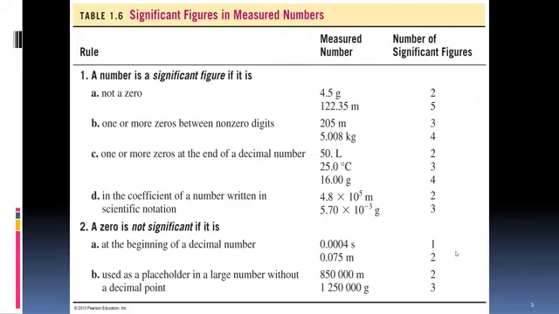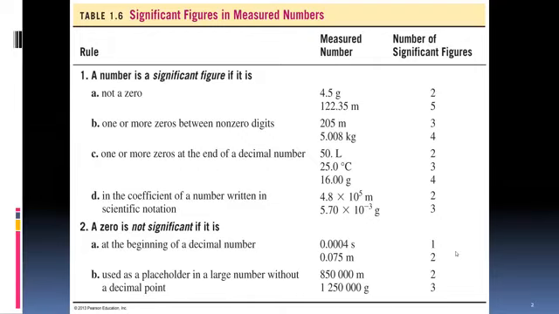So what we are looking for, again, as stated in Rule 1c, is if the number contains a decimal point, then the zeros at the end of the number are significant. For example, 50. liters, with a decimal point, has two significant figures, the 5 and the 0. However, if we removed the decimal point and just wrote 50 liters, we would only have one significant figure, and it would be the 5.